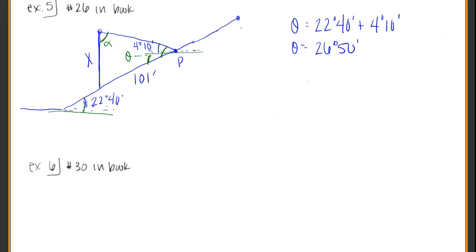So right now my formula, I can say, all right, X over the sine of 26 degrees and 50 minutes is going to equal 101 over the sine of alpha. So all I have to do is get alpha, and then I'm ready to set it up. How am I going to find alpha? Well, let's think here for a second. You all kind of watch really closely here.